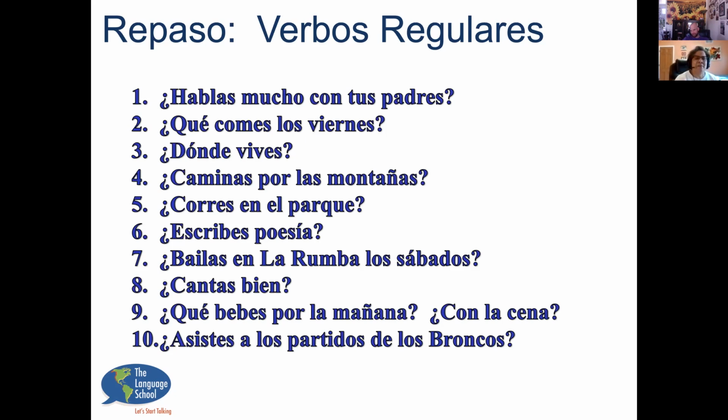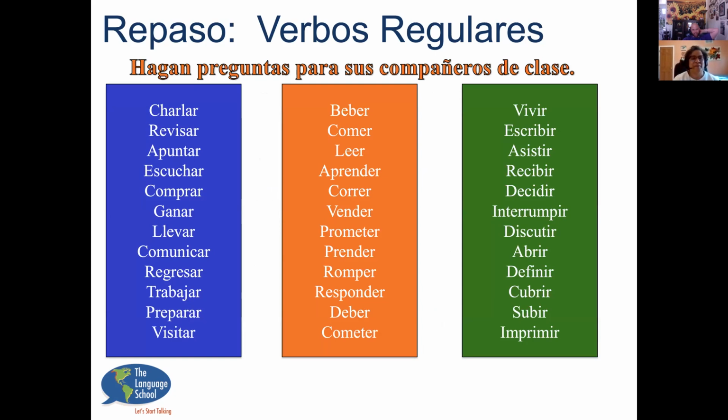¿Qué bebes por la mañana? Bebo café por la mañana. ¿Y qué bebes con la cena? Bebo agua con la cena. I'm going to change this next one a little. ¿Asistes a los partidos de los Bears? No, no asisto a los partidos de los Bears. Nice job. Okay, so now what I want you to do is just to ask me maybe 10 questions.